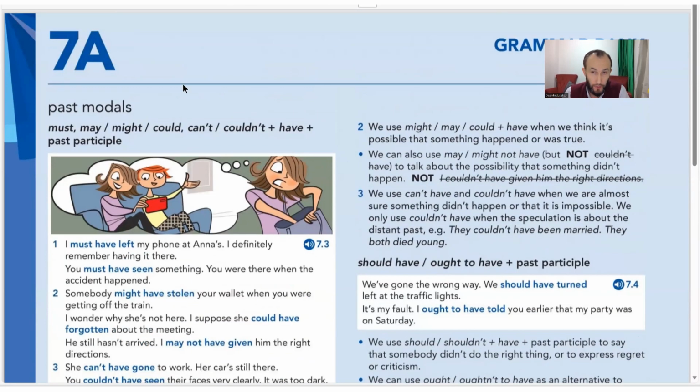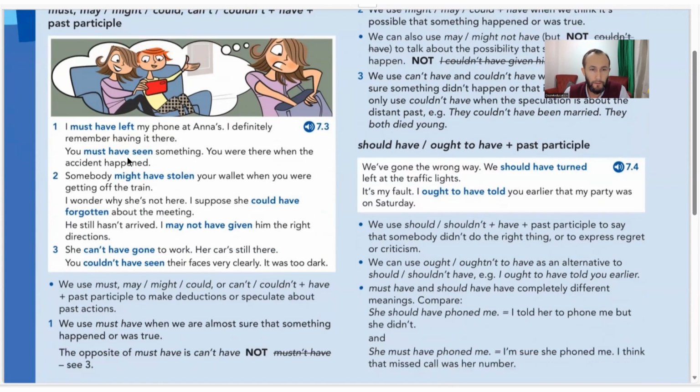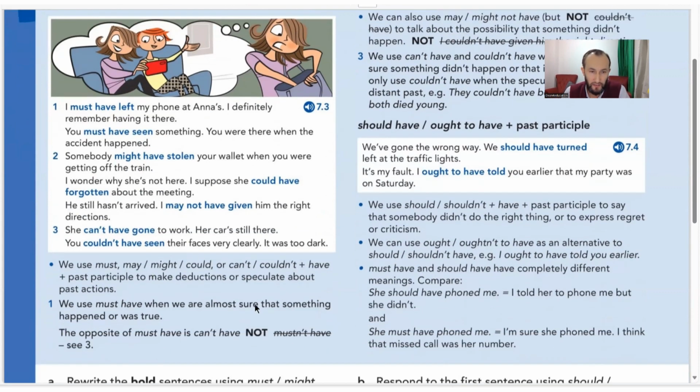So 7A, past modals. If you are very sure, mathematically like 80%, 90%, I say not 100%, right? If you are talking about a past thing and you are very sure about that, we use must.